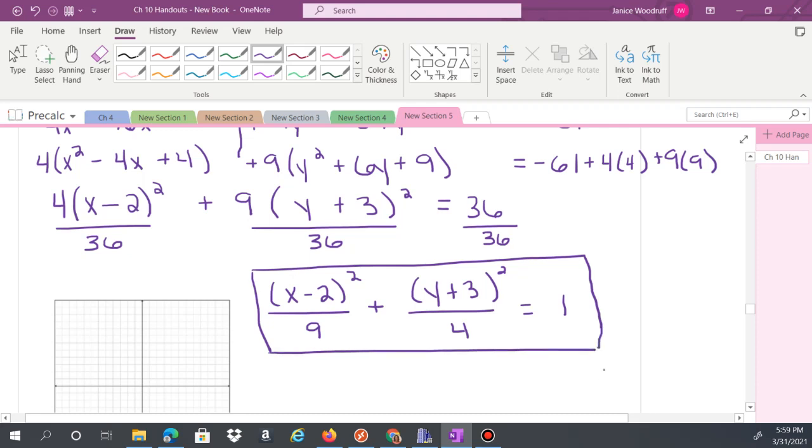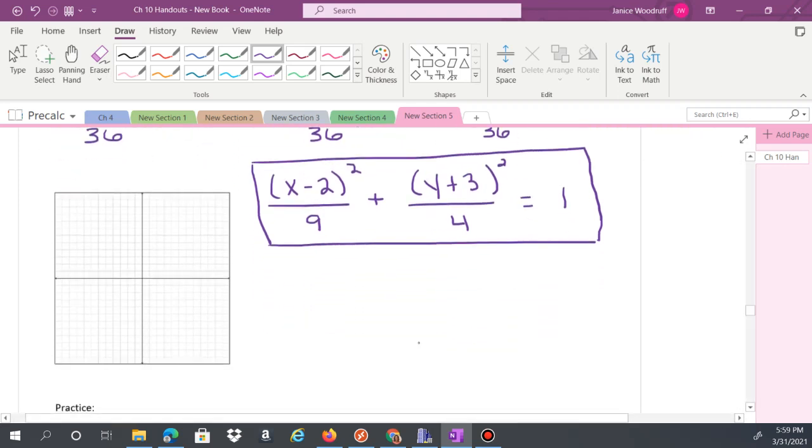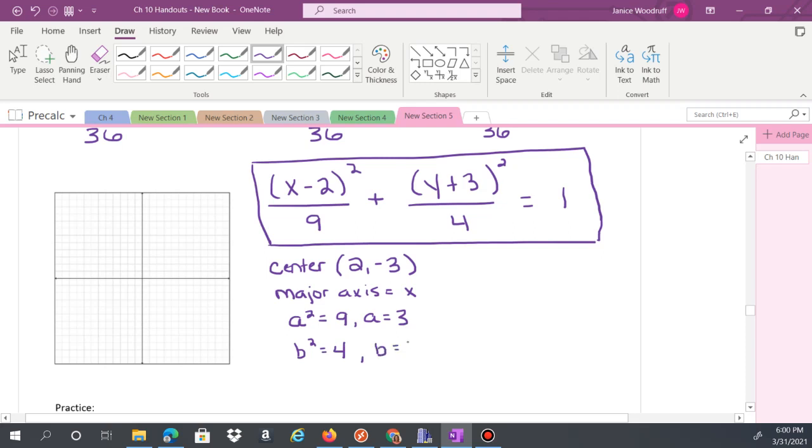And then are we graphing? Yeah, we're going to graph. So tell me this, where's the center? 2, -3. What is the major axis? Horizontal, so x, which means my a squared is 9, making a 3. B squared is 4, making b 2. Okay, so if I graph this, we've got, let's see, 2, -3, right there.